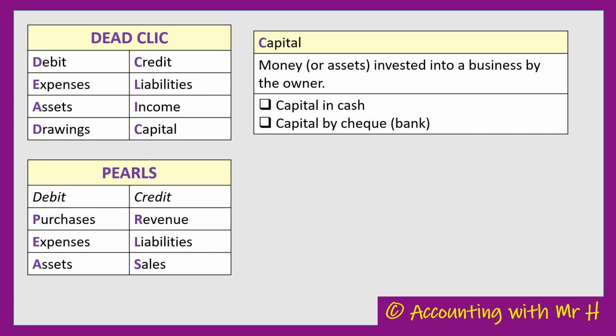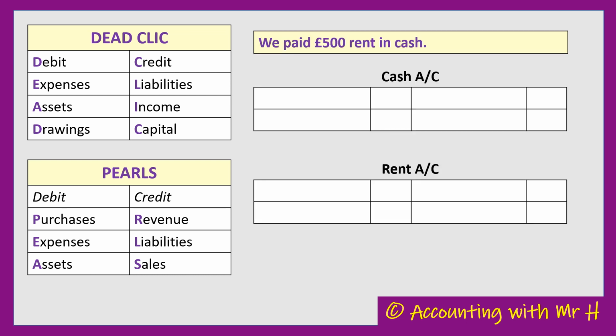If we just have a quick look at PEARLS, you can see expenses, assets, revenue, liabilities, sales, similar structures. But in essence, that is the same sort of idea, same sort of model. Okay, let's have a look at a few examples of how it actually works in practice and how we can apply these. I'm going to focus on using DEAD CLIC as a model, but if you're more familiar with PEARLS, you should be able to relate to PEARLS using this as well.